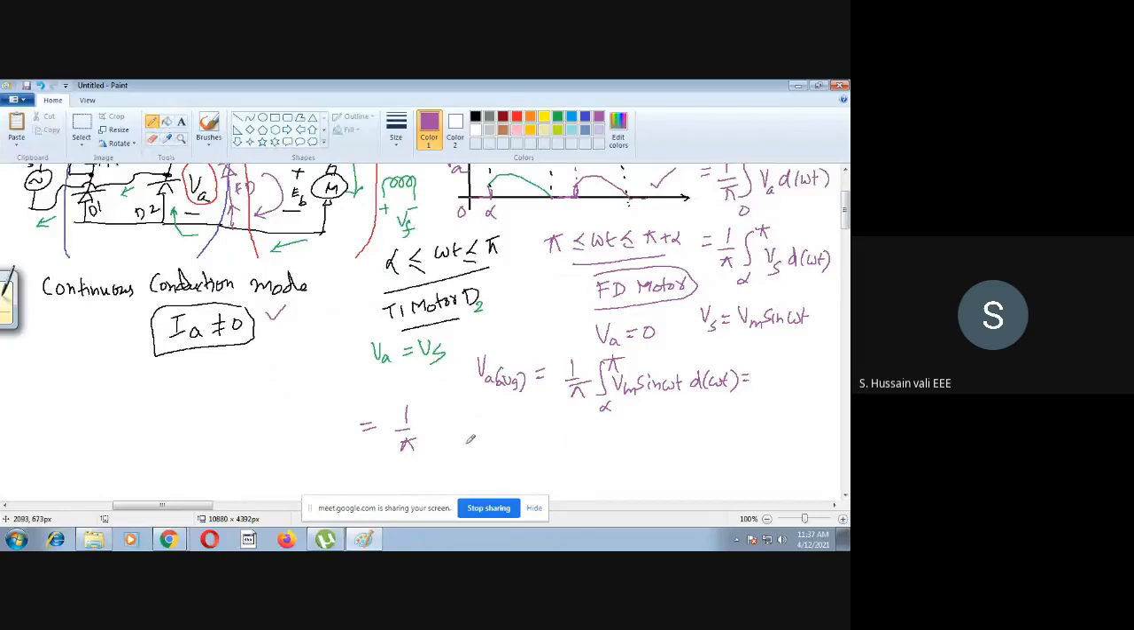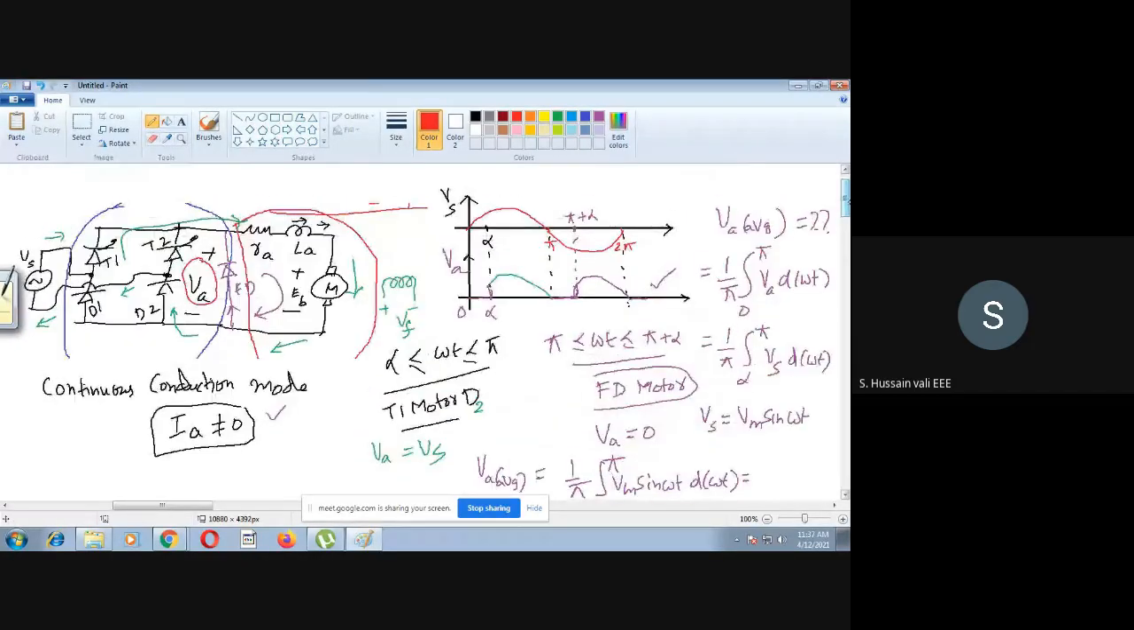So 1 by pi. Here Vm will come outside. What is the integration of sine omega t? Minus cos omega t. So from alpha to pi, if you substitute pi, then it becomes minus 1, minus 1 plus cos alpha. So Vm by pi into 1 plus cos alpha. Yes, this is the expression we got for the average output voltage of the converter, or average input voltage to the motor. So Vm by pi into 1 plus cos alpha. This is in case of the continuous conduction.